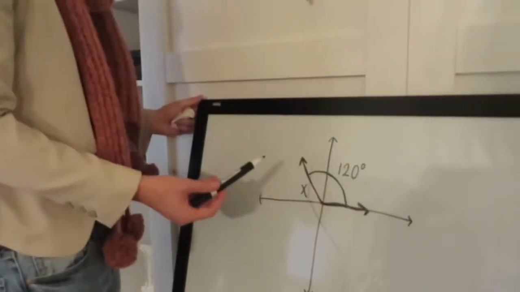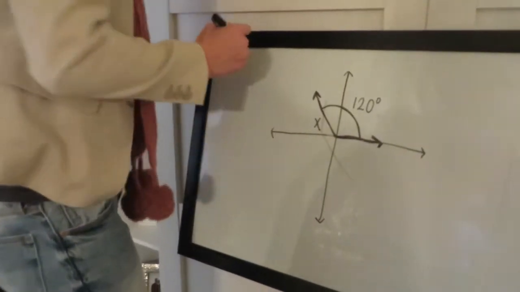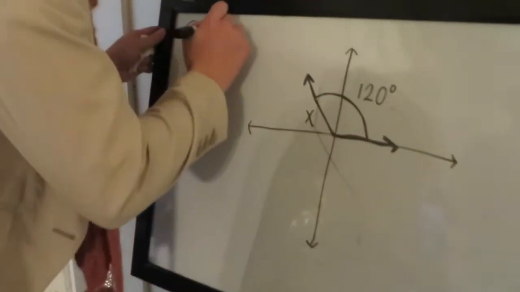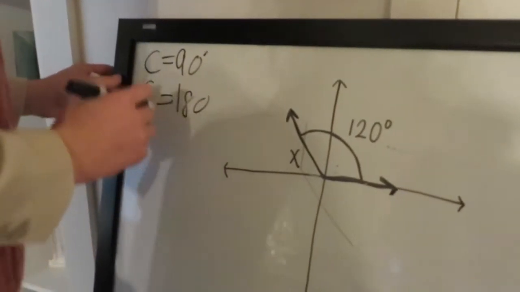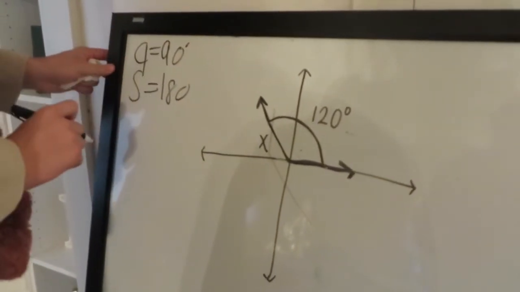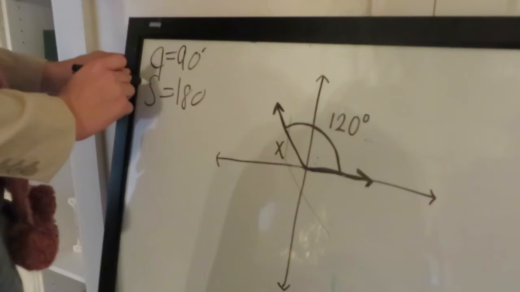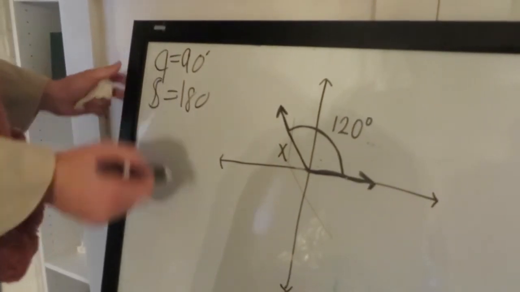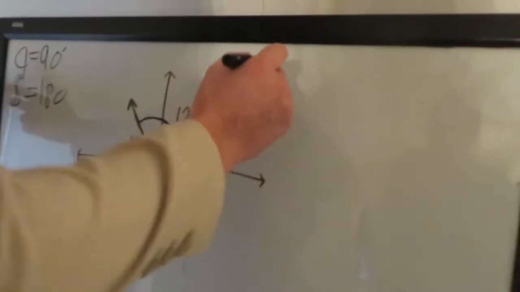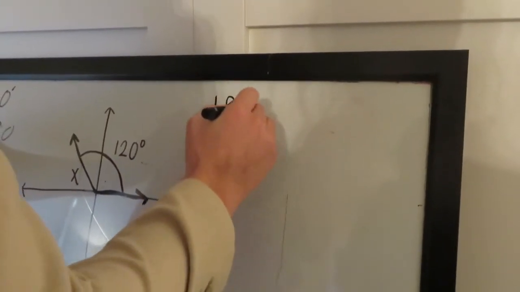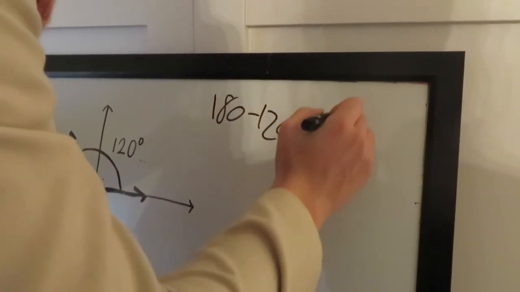For this problem, we're trying to find the complementary and supplementary angle. Complementary equals 90 degrees. Supplementary equals 180. A good way to remember that would be to make the C into a 90 for 90 and the S into an 8 for 180. So to find X, all you have to do is 180 minus 120 equals 60.